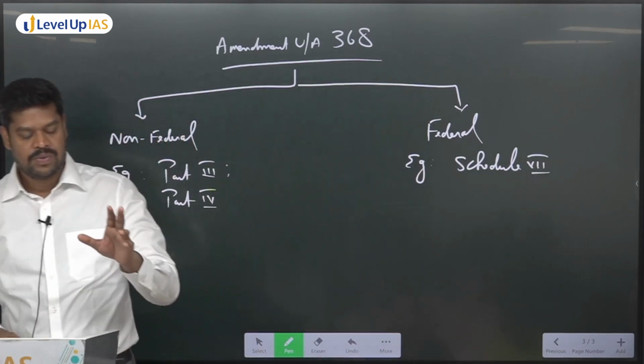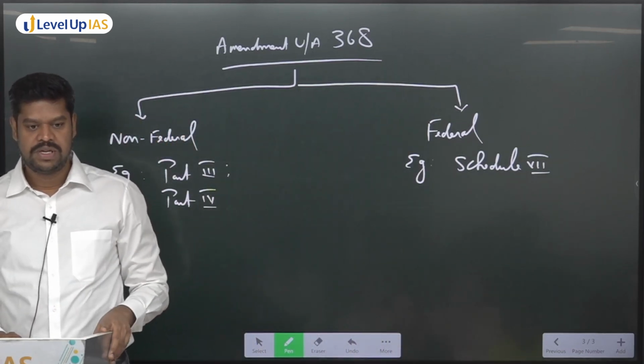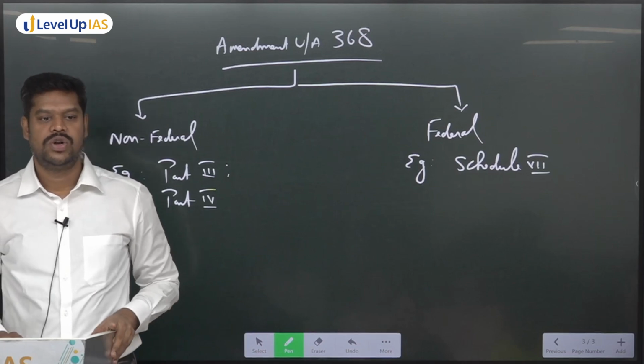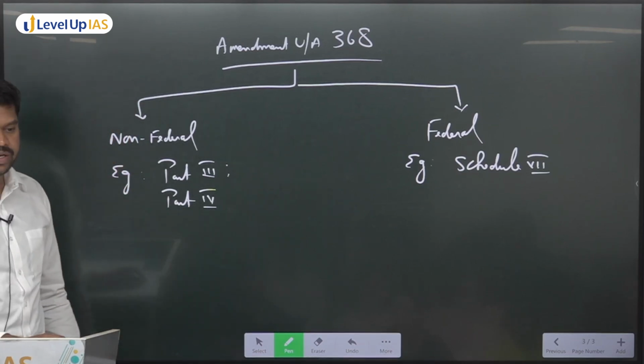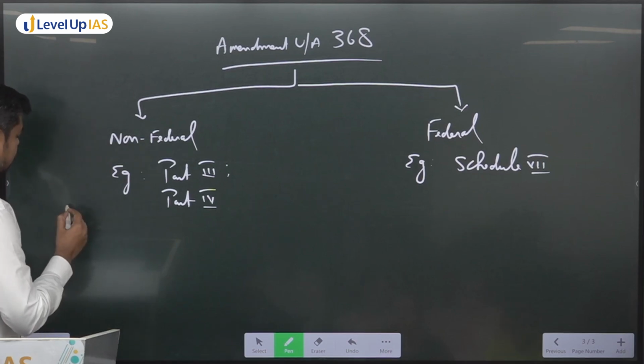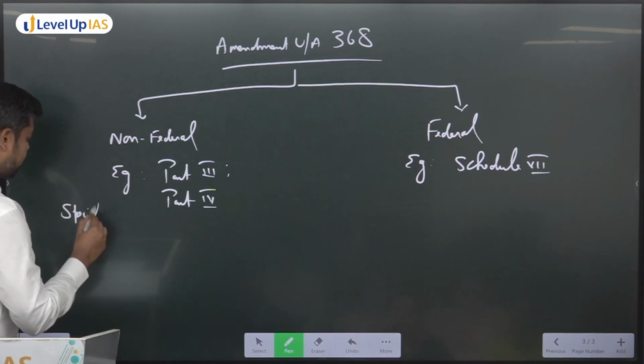So in both the cases what is required is a special majority, but the special majority is going to be a little different. So now let us try to understand the special majority in case of non-federal provisions. How do you calculate the special majority here? What does the constitution say?